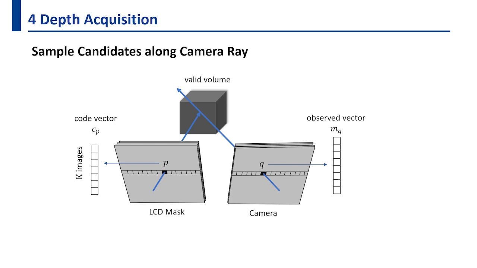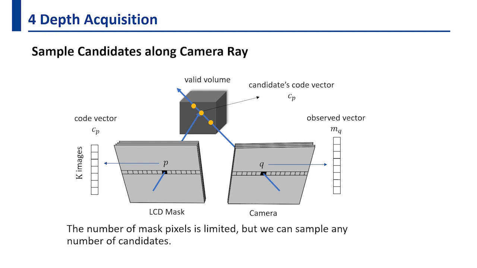Therefore, we convert it to the camera ray. Sample candidates along the camera ray. Each candidate has a code vector which is encoded by the mask patterns. We no longer look for the correspondence between camera pixels and mask pixels, but rather for the correspondence between camera pixels and candidate points.